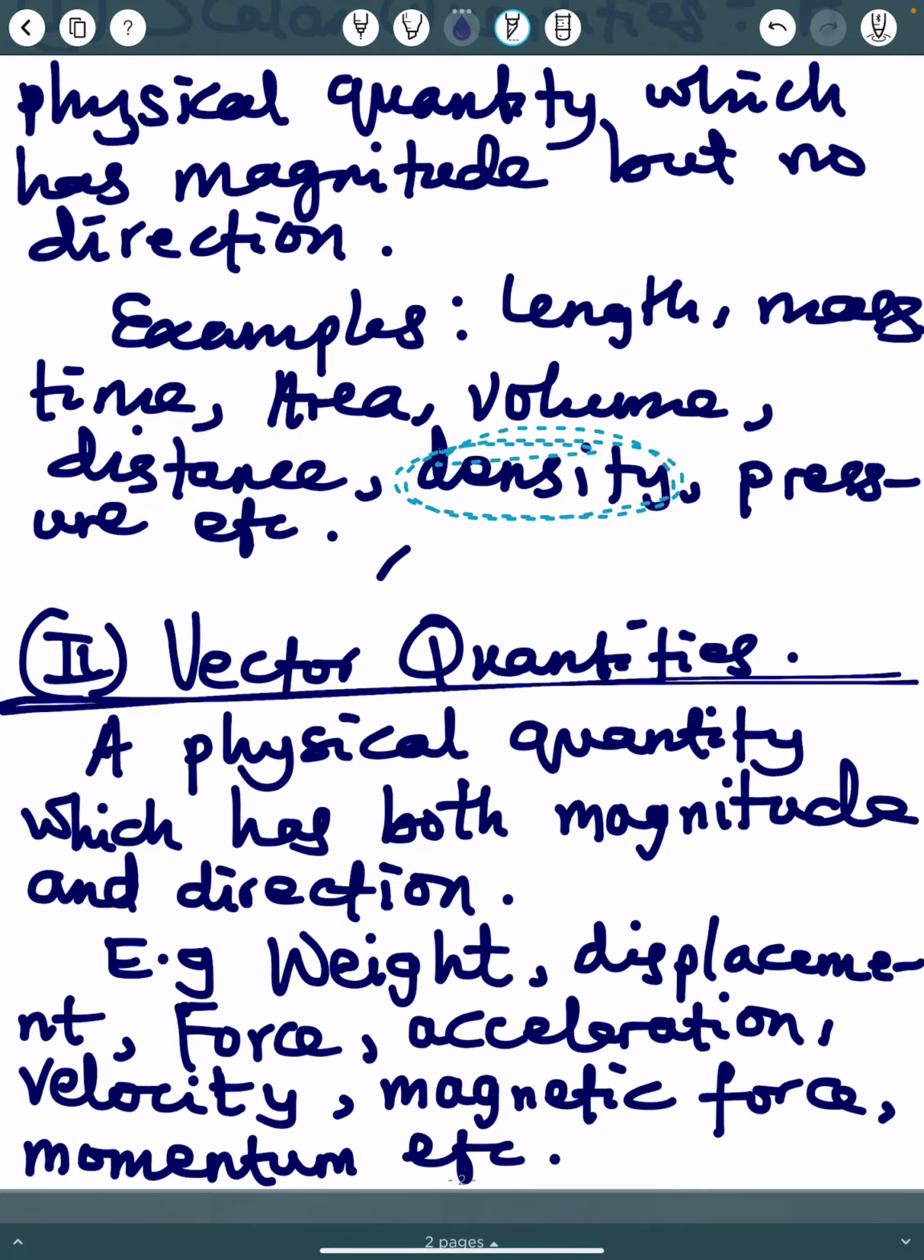Density is the property of a substance which only has magnitude but no direction. Magnitude means size, how big it is. We only talk about how big or small each of these quantities is. We don't mention their directions.